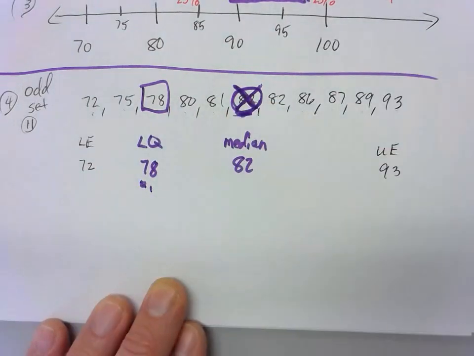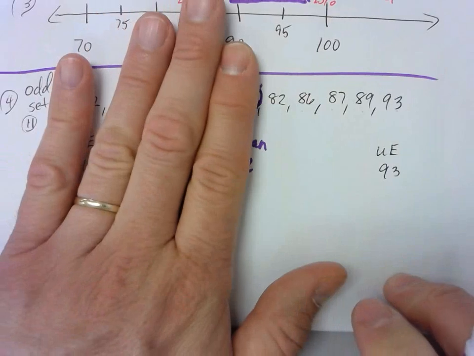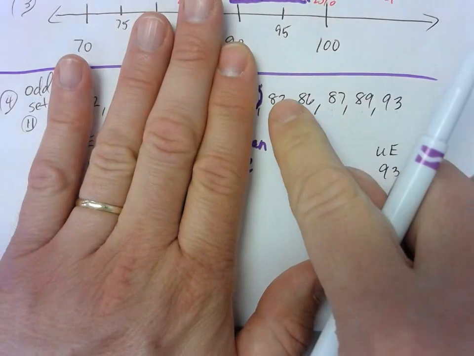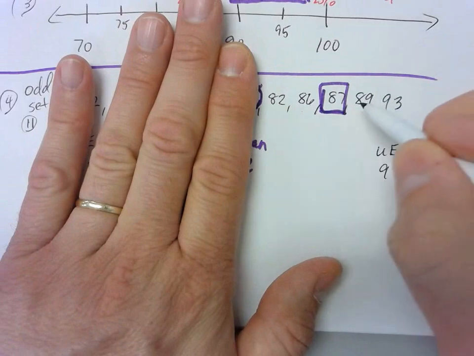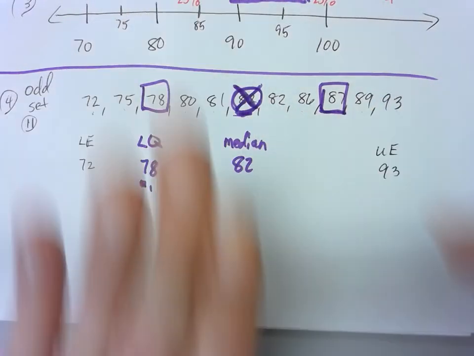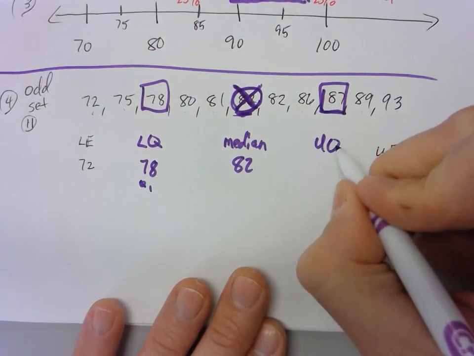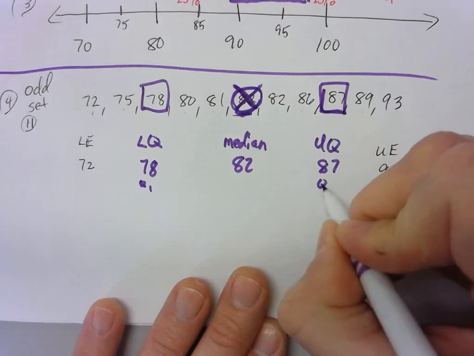Going to do the same thing over on this side. I've got 5 numbers, 1, 2, 3, 4, 5. I want you to find the median of those 5. The median of those 5 numbers is 87, so that's the upper quartile, otherwise known as Q3.